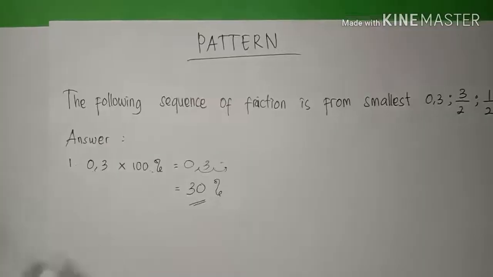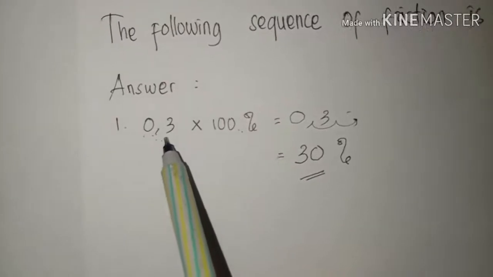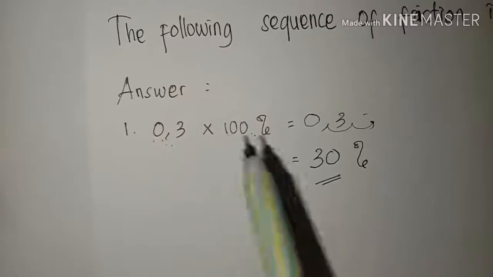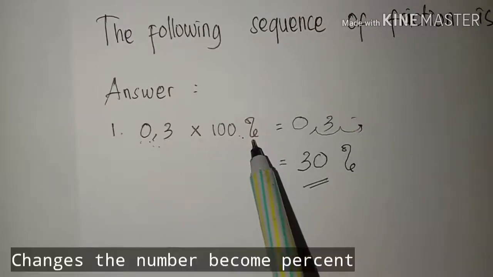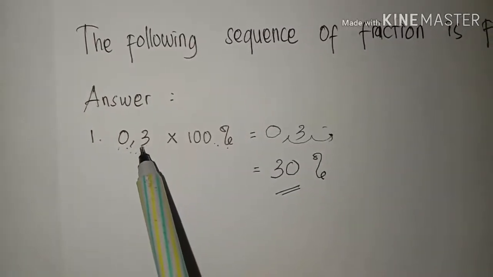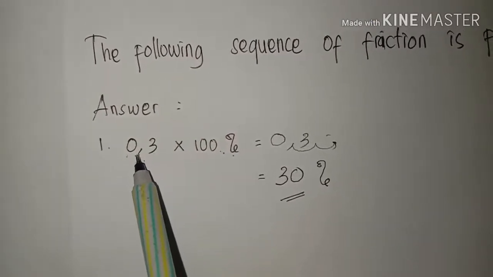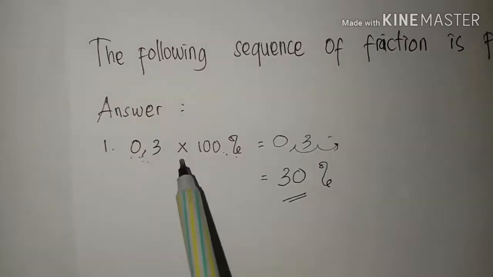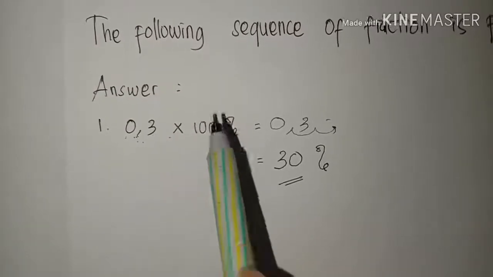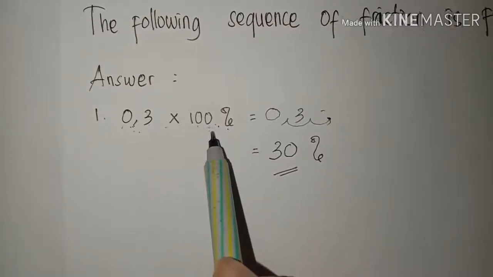Now the first pattern is 0.3. So how do we change it become percent? 0.3 times 100%. How do we count it? 0.3 times 100. So the point can move backward because this is times and 100 has 2 zeros: the first 0 and the second 0. So 100 has 2 zeros.